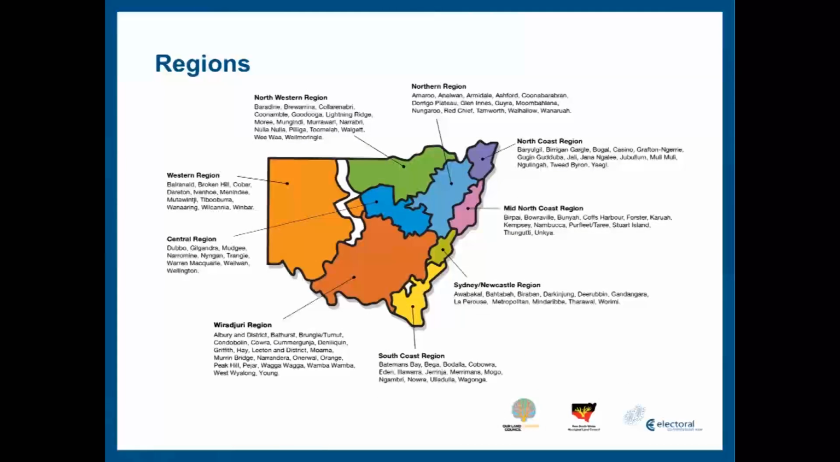The state of New South Wales is divided into 9 regions for these elections, and the New South Wales Electoral Commission will elect 1 councillor from each region.